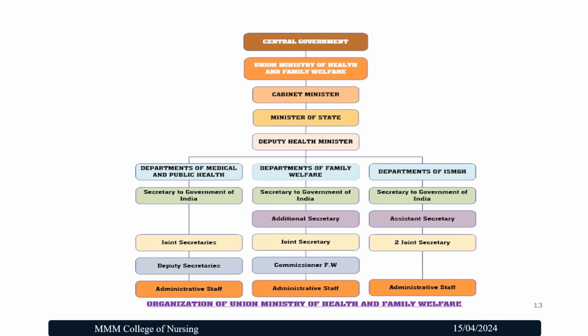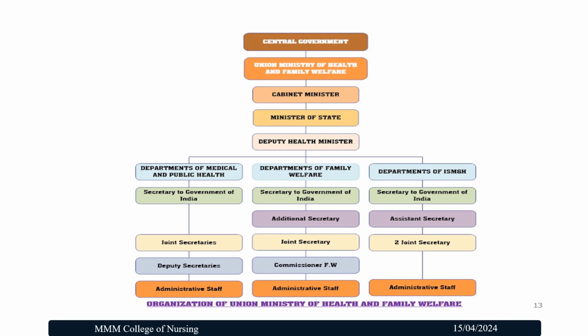This is the organization of the Union Ministry of Health and Family Welfare. Under the central government, the Union Ministry of Health and Family Welfare has the Cabinet Minister, Minister of State, and Deputy Health Ministers. Under that we have three departments: Department of Medical and Public Health, Department of Family Welfare, and Department of ISM. The Department of Medical and Public Health is headed by the Secretary to Government of India.